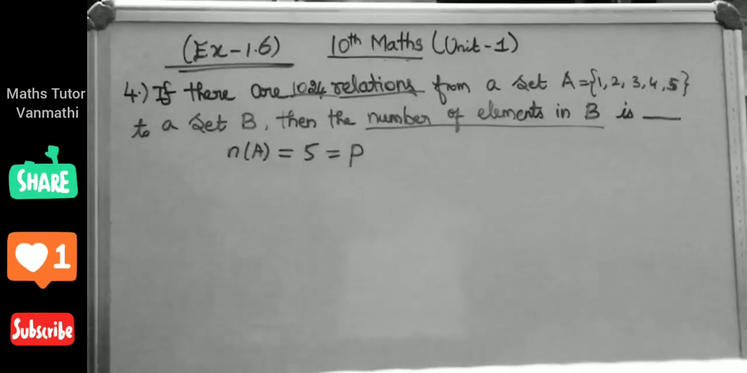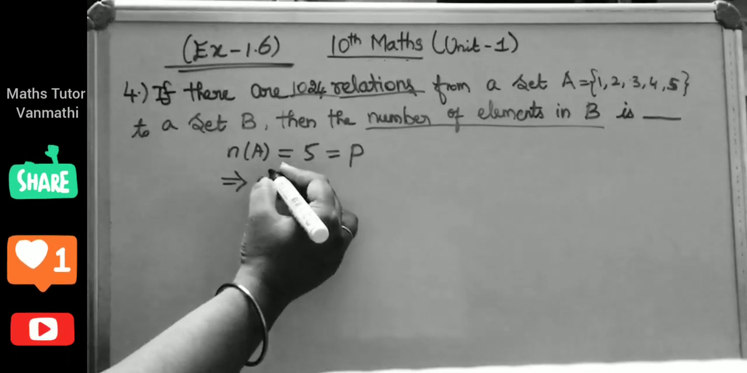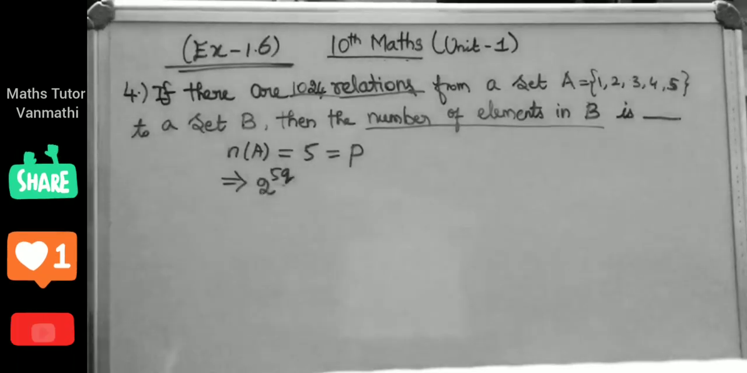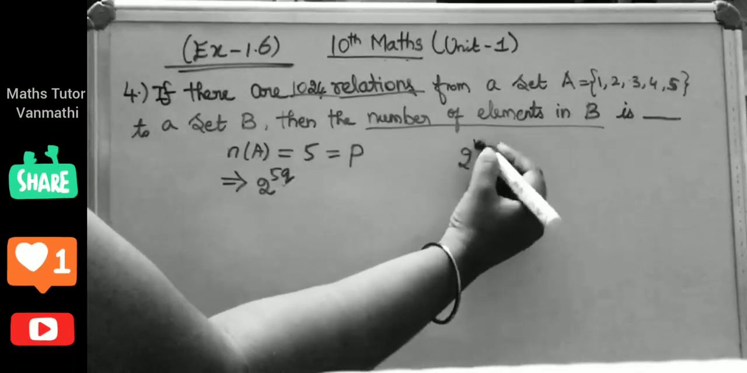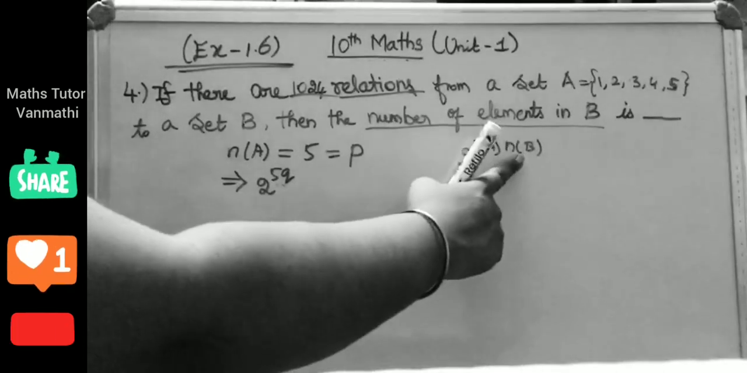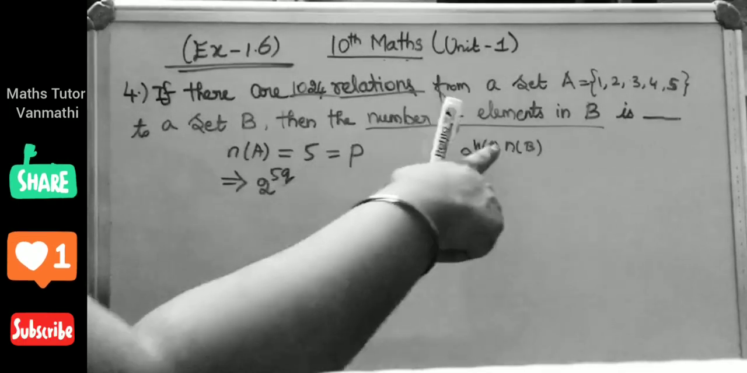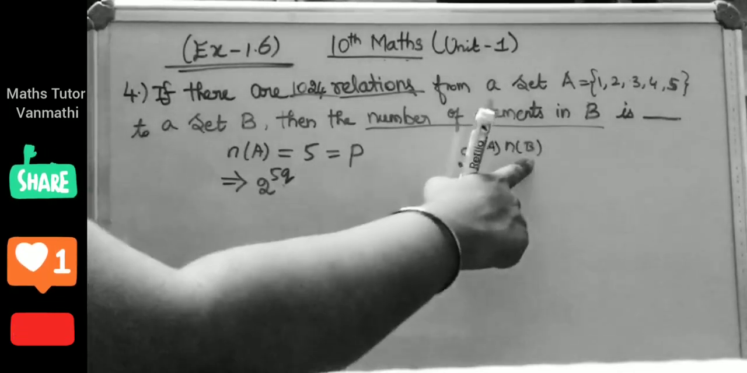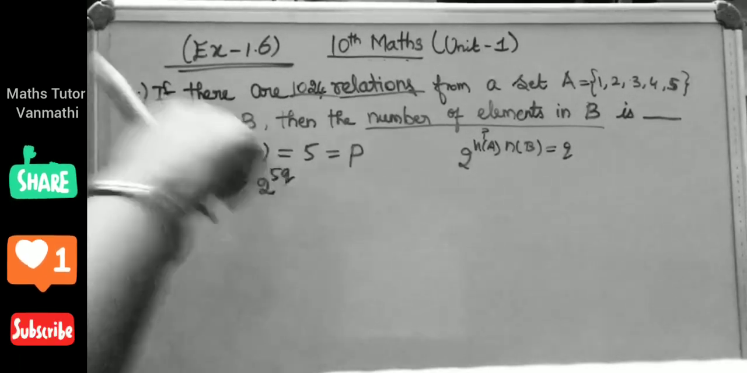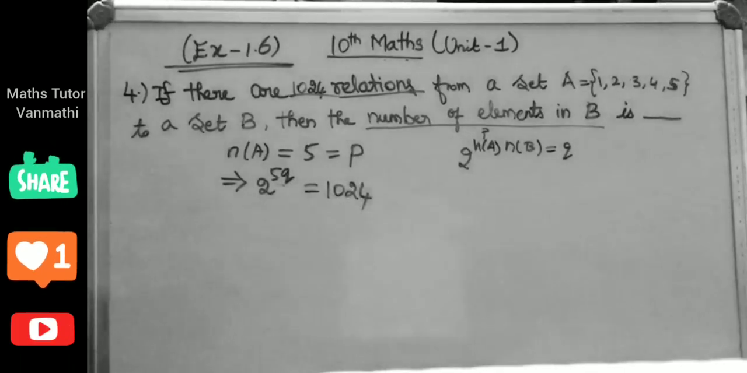So we are going to take 2 power 5Q. Okay, that is 2 power n of A into n of B will come. Like this you will see in your notes. That is, here we are taking n of A as 5, that is your P value, and n of B, what we are going to find, is your Q value. So we are writing 2 power 5Q. Clear? Which is equal to 1024.